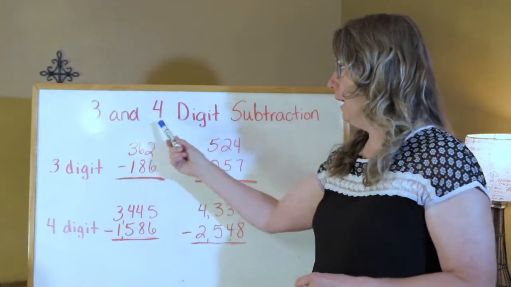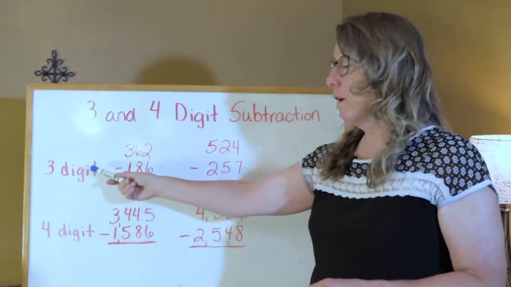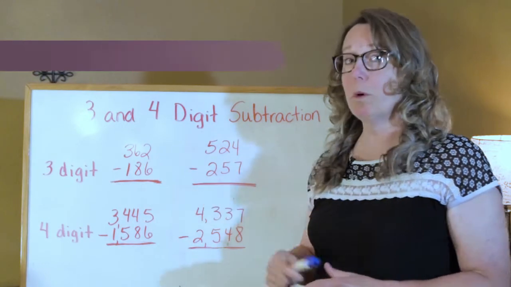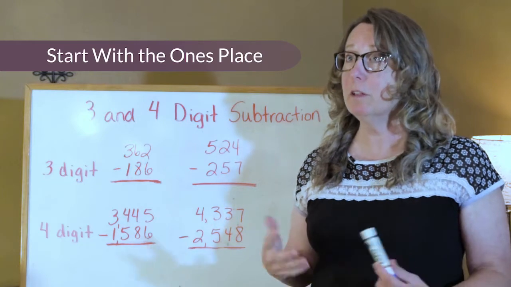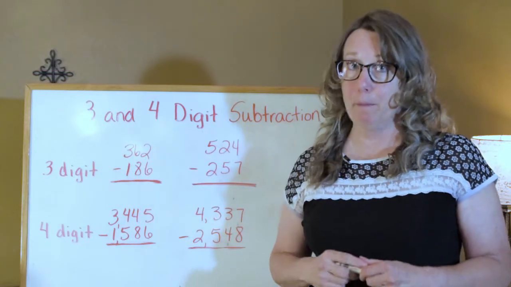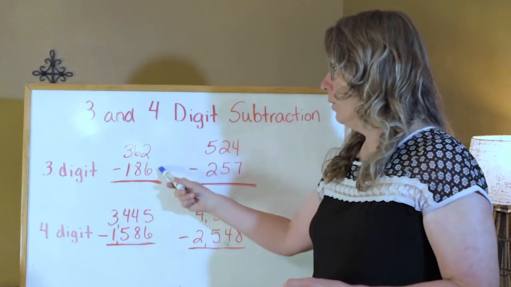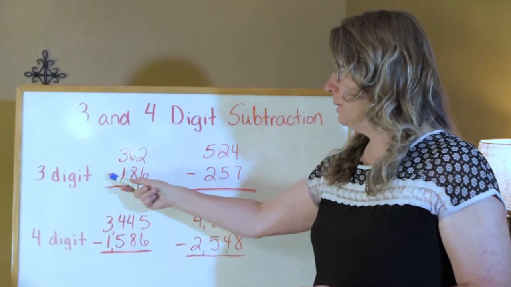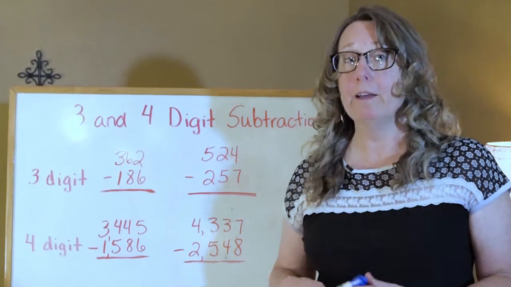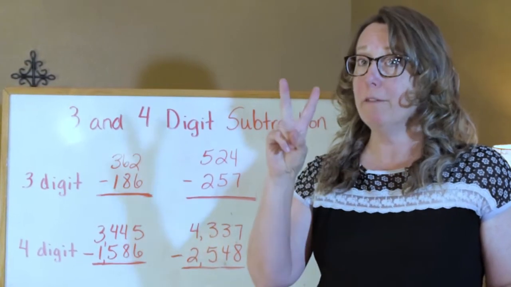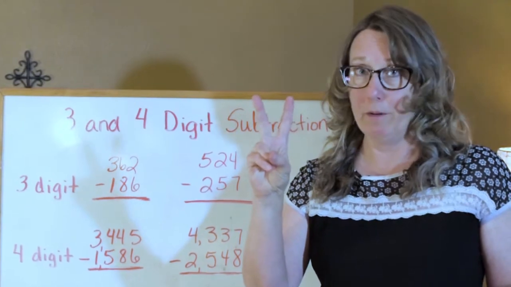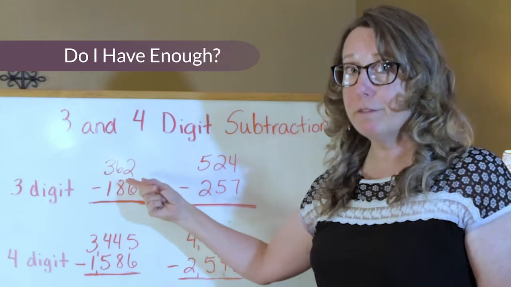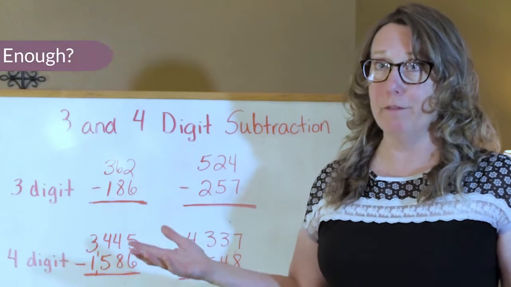So again, we're at 3 and 4 digit subtraction. We're going to start with 3 digit. And so the first step, of course, is we're going to start with the ones. So we're still working right to left in math problems. And so we've got our ones place here, and we can see that we have 2 take away 6. Well, as we talked about before, if we have 2, we can't take 6 away from that because we only have 2. So the question is, do we have enough? No, we don't have enough.